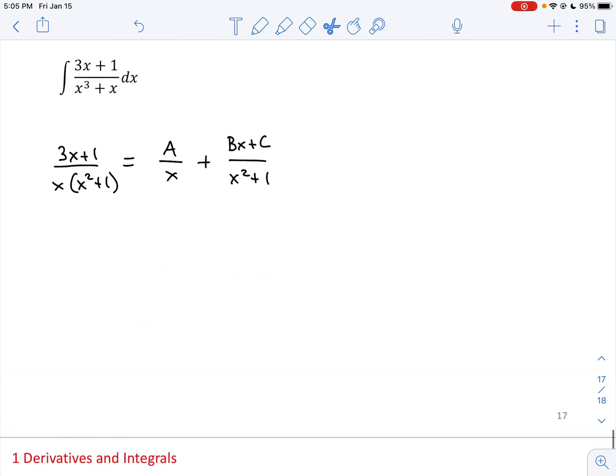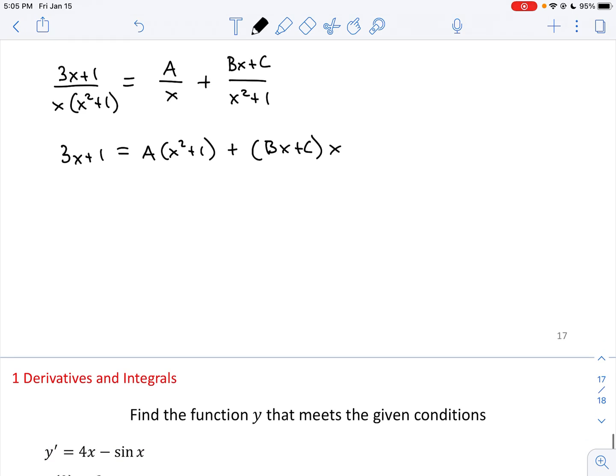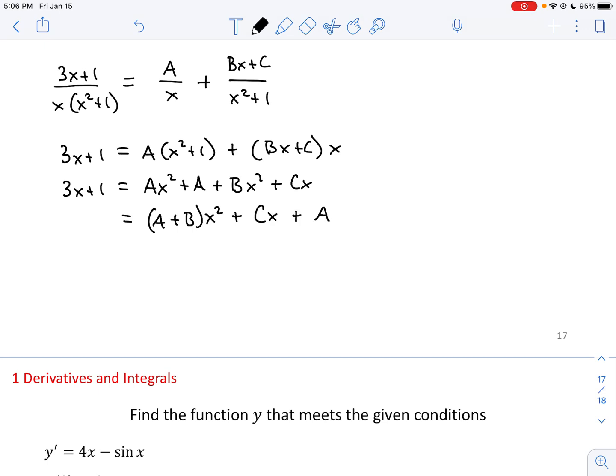Just mentioning that briefly. To finish out this one here, if we multiply both sides by the common denominator, we're going to get 3x plus 1 is equal to a times x squared plus 1 plus, and then bx plus c times an x. I'm going to do the approach where you distribute everything on the right side and group similar terms. So we have 3x plus 1 is equal to ax squared plus a plus bx squared plus cx. Grouping the terms together, we have a plus b all times an x squared. We have just a cx, and we have an a. Right, so there's the x squareds, the x's, and the constants.